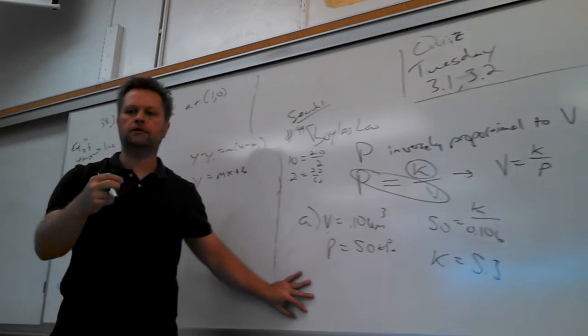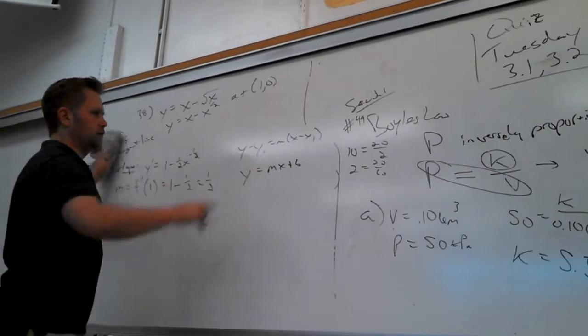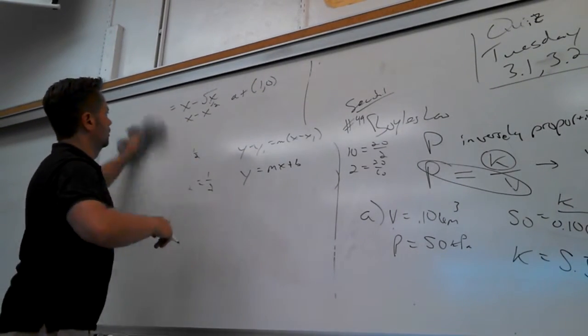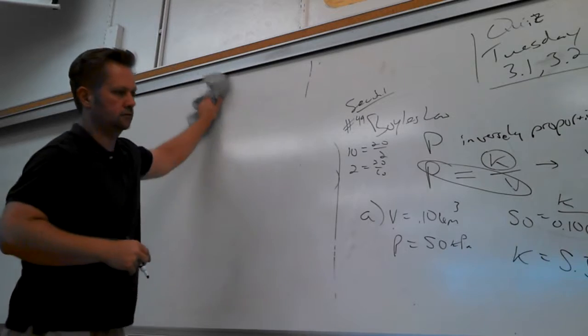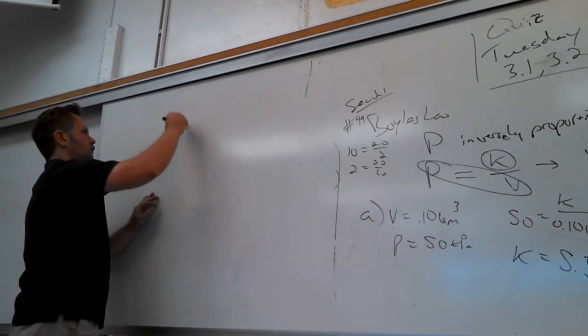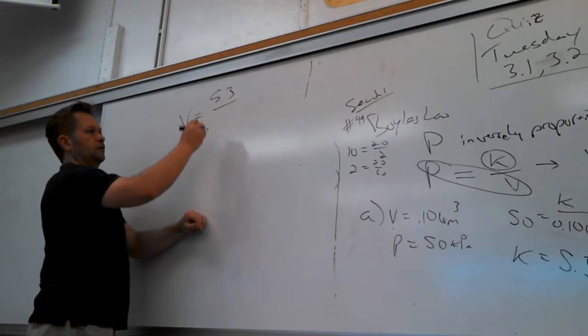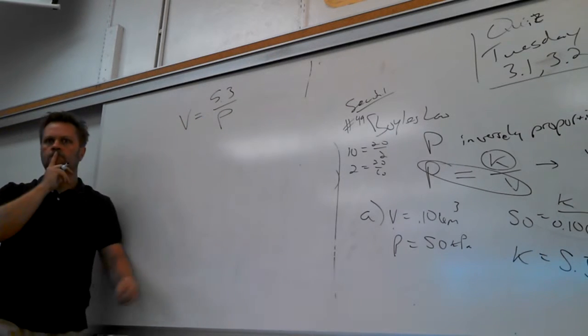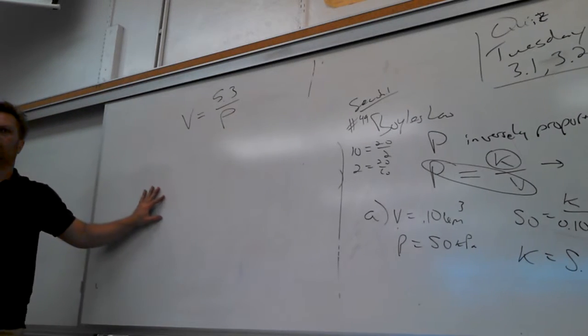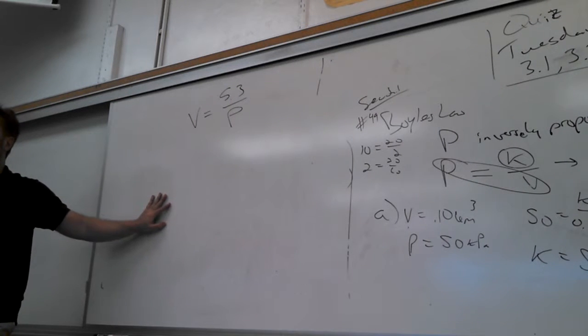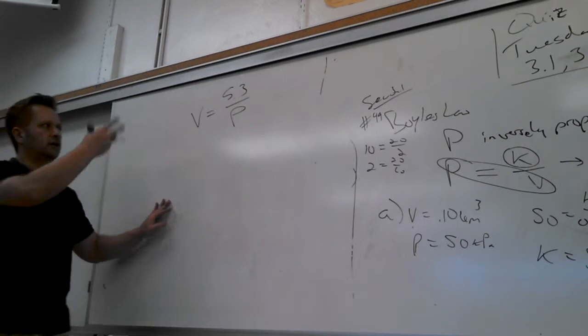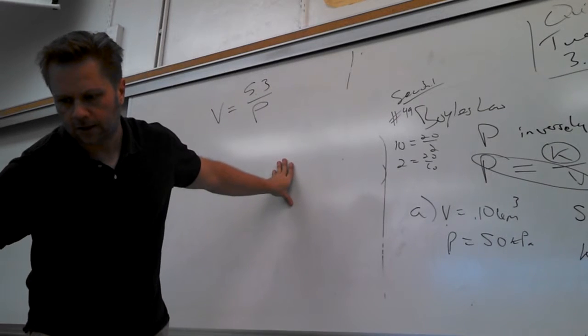So now I know what the real formula for V is. What's the formula for V? K over V? No. V equals 5.3 over P. Cool. See, now we know a little more information. Thankfully, you don't have 3 unknowns. We only have 2, and really 1. Just tell me 1 and I know the other one.